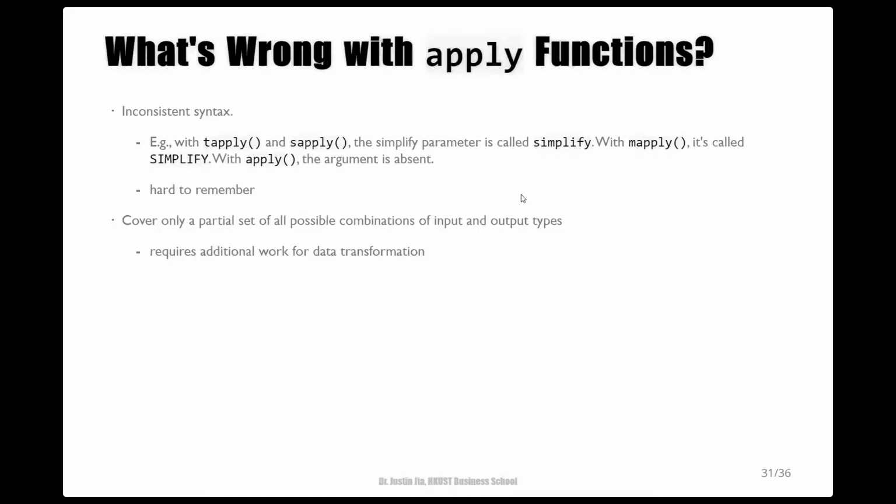For example, in tapply and sapply, the parameter that controls result simplification is written like this, while the same parameter in mapply is written like this. This kind of inconsistency makes learning and applying these functions challenging, as you have to memorize all of the variations. Besides, these functions cover only a partial set of all possible combinations of input and output types.